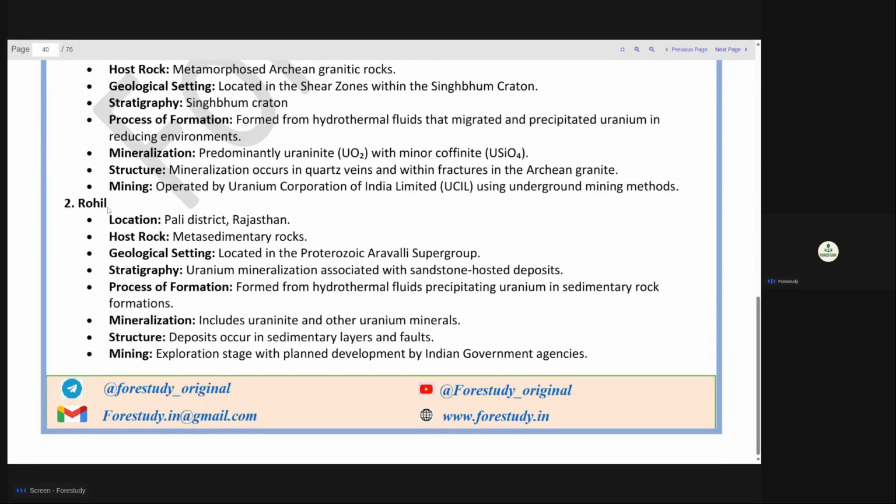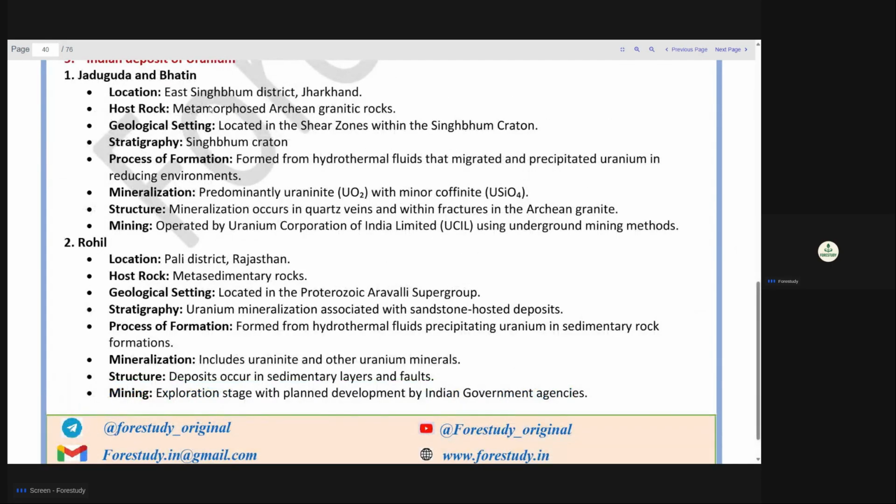Then we have Rohil. Rohil is in Rajasthan, Pali district. Host rock is metasedimentary rocks located in the Proterozoic Aravalli supergroup. So this was in Archean, East Singhbhum, okay, and this is in Proterozoic. This is Archean granitic rocks and Proterozoic metasedimentary rocks. Uranium mineralization is associated with sandstone hosted deposits. So this is mostly sandstone hosted.